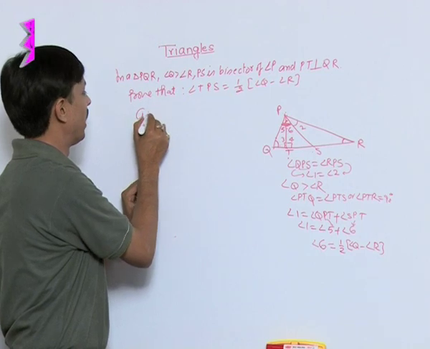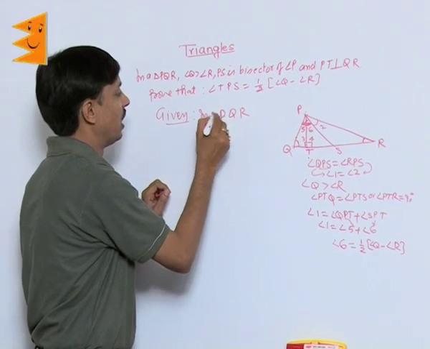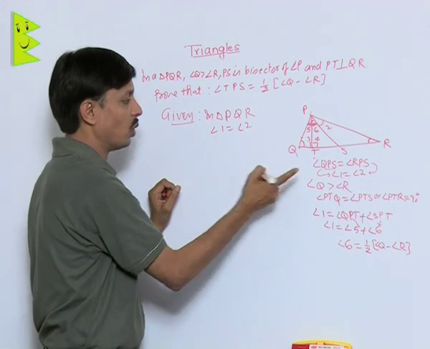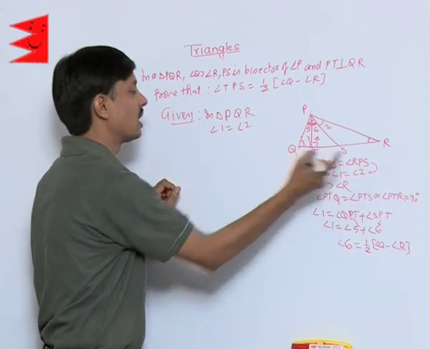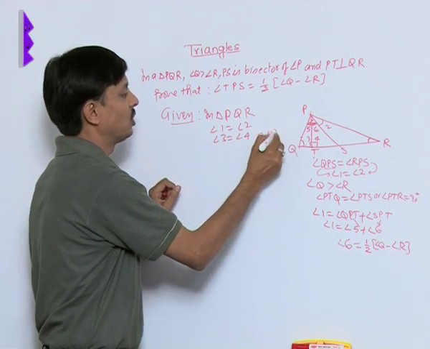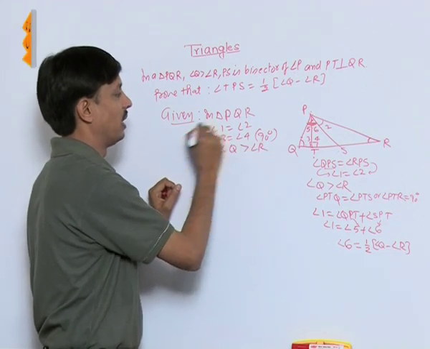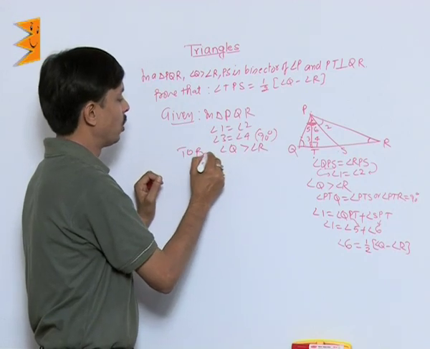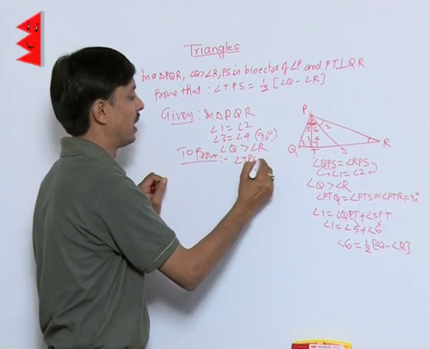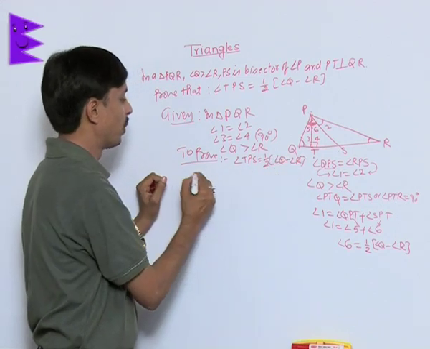So what is given here? Given in triangle PQR, angle 1 is equal to angle 2, where 1 means QPS, 2 means RPS. What more? Angle 3 is equal to angle 4, each is 90 degree. And what more? Angle Q is greater than angle R. In this triangle it is given. What we need to prove? We need to prove that angle 6, that is angle TPS, is equal to half of angle Q minus angle R. This we need to prove.